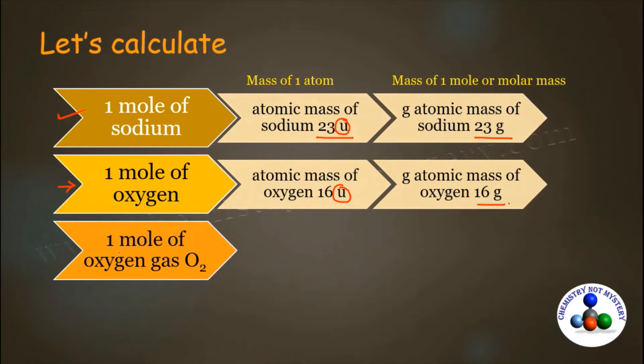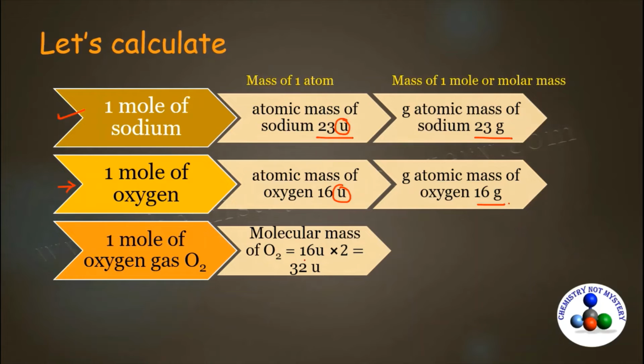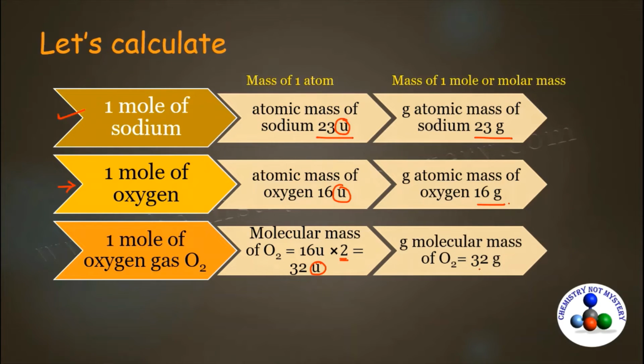Similarly, you can calculate the mass of 1 mole of oxygen gas. Oxygen gas means O2, and it is a molecule. So first of all, calculate the molecular mass of O2. Here, mass of oxygen is 16 u, that you can find in periodic table. Now multiply it by 2, as there are 2 atoms of oxygen in O2. After multiplying, you will get 32 u, and it is the molecular mass of O2. Now replace this u with g to get gram molecular mass. So you will get 32 grams. It is the mass of 1 mole of O2, or it is the molar mass of oxygen gas.